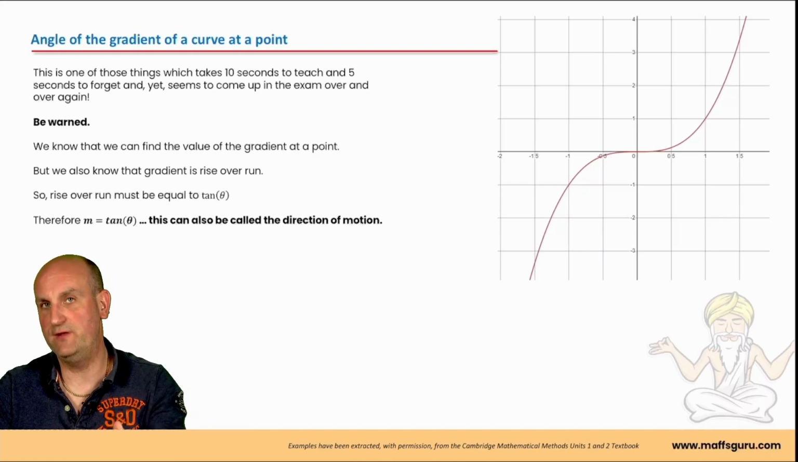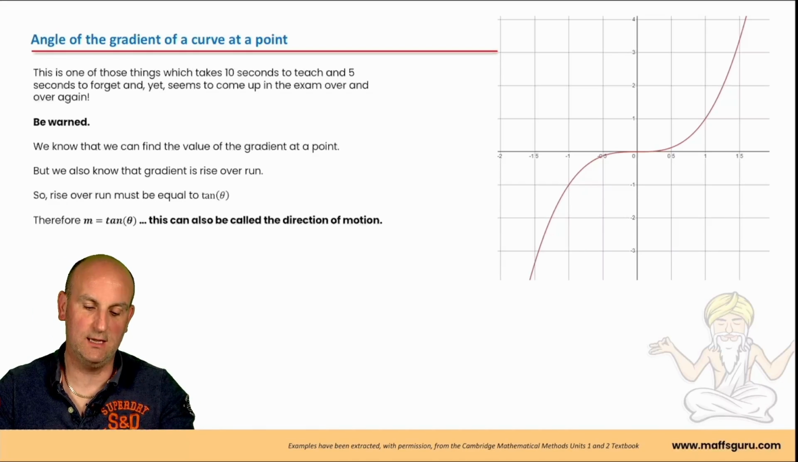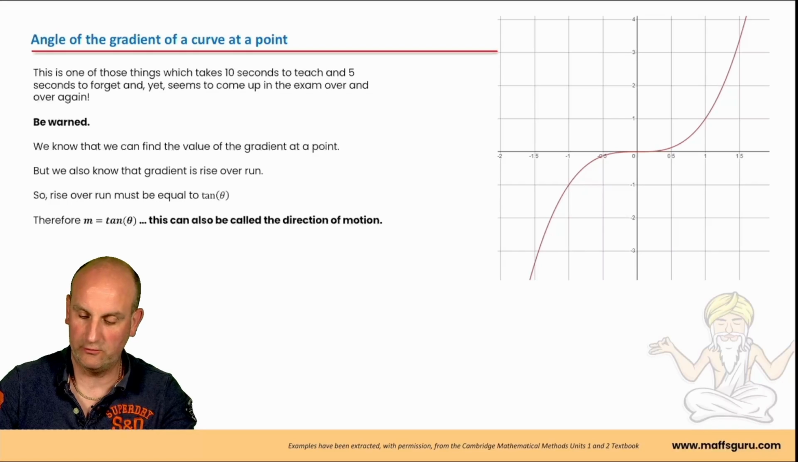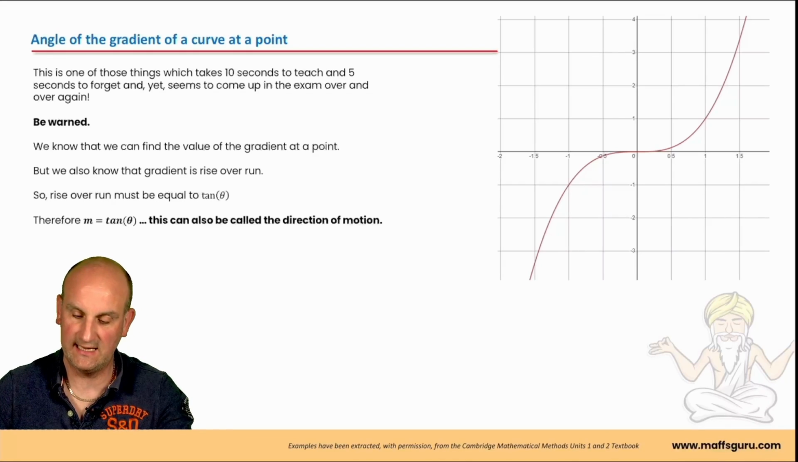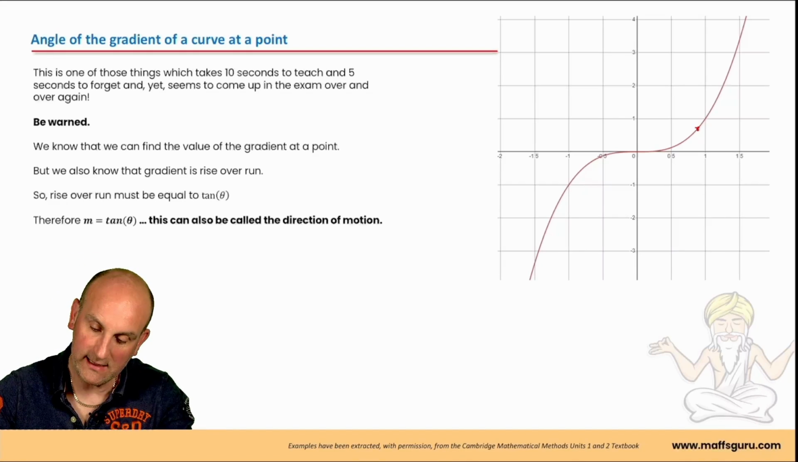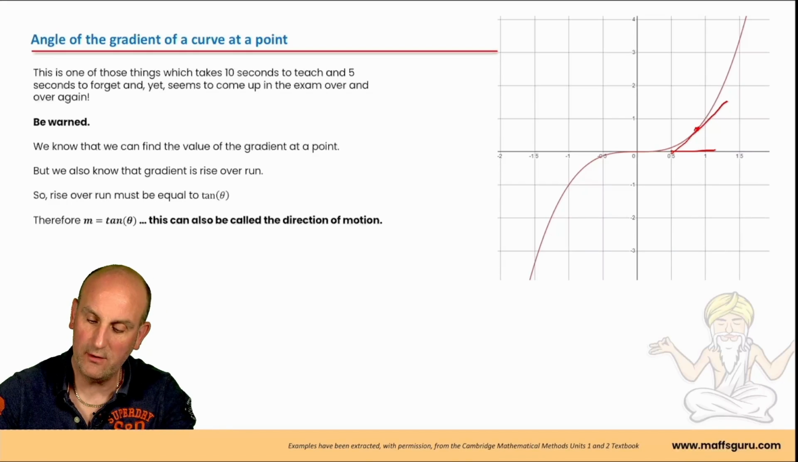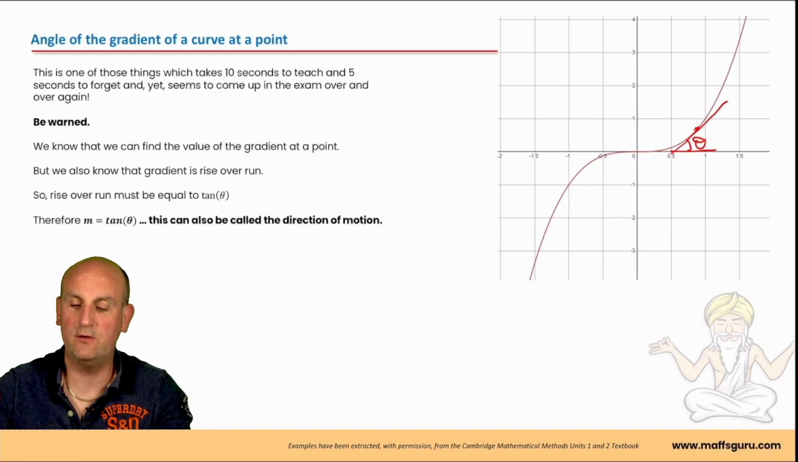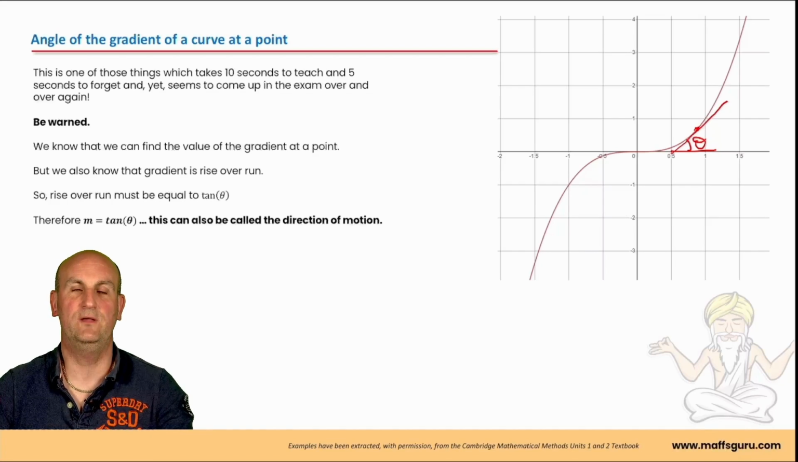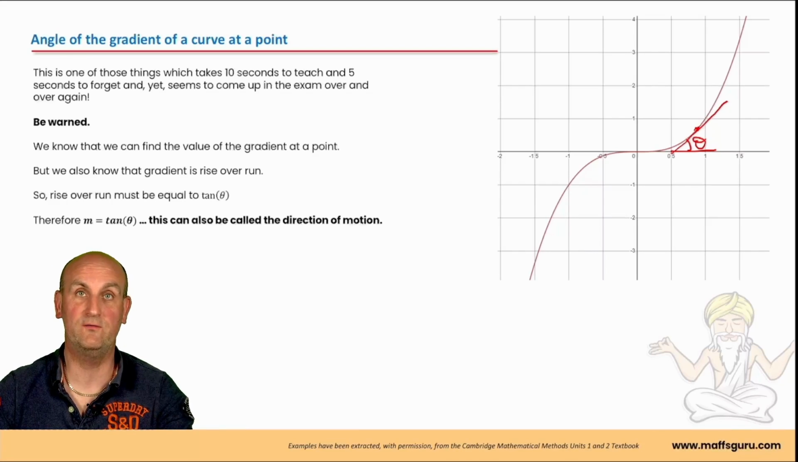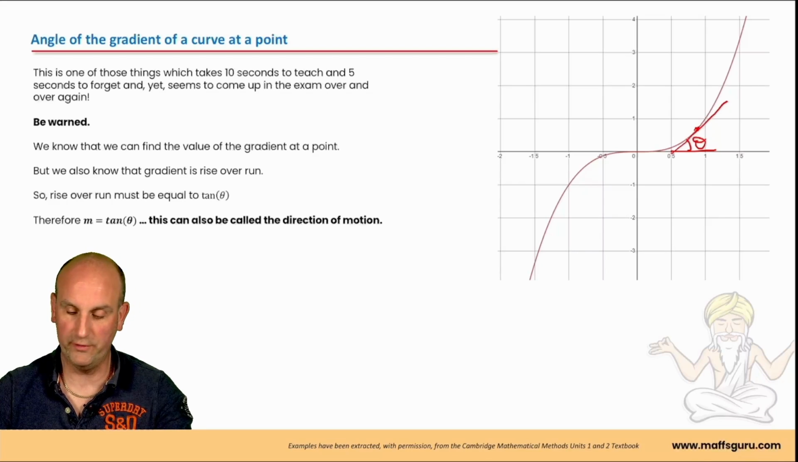Now, the last part of this video goes on to talk about angles of the gradient of a curve at a point. Believe it or not, we get very obsessed in maths about angles and gradients with respect to the x-axis. So if I put a point here and draw a tangent to that point, I can actually find the angle that tangent makes with the x-axis. You're going to turn and say, why would you need to do that? I have no idea, guys, to be perfectly honest with you, but it seems to be there all the time.